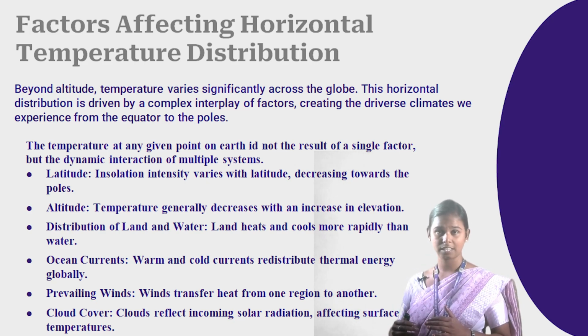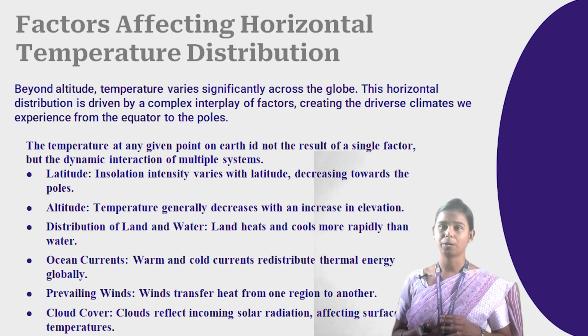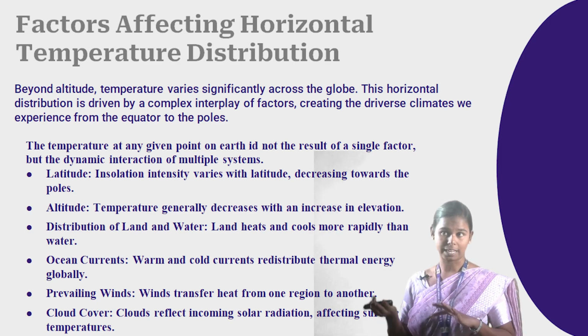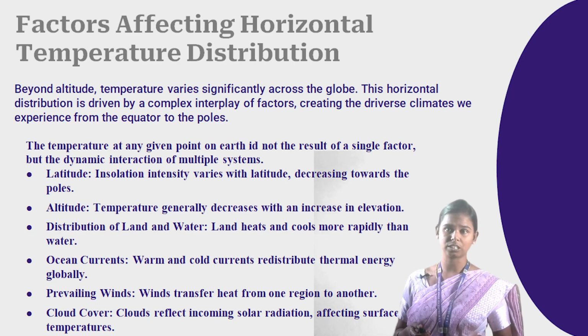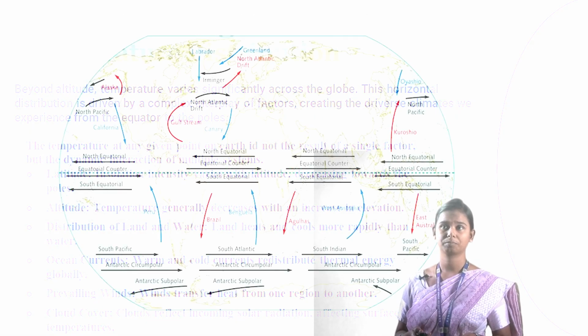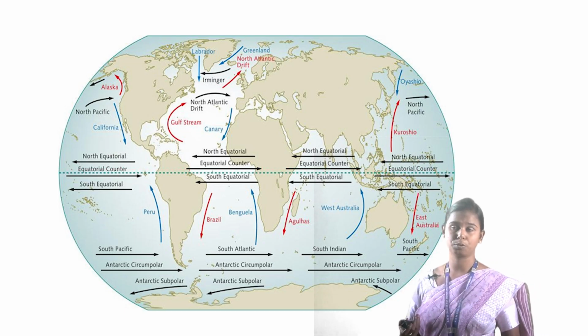Land heats and cools more rapidly than water. Okay, ocean currents. Warm and cold currents redistribute thermal energy globally. Prevailing winds. Winds transport heat from one region to another. Okay, this picture shows the horizontal distribution of temperature.